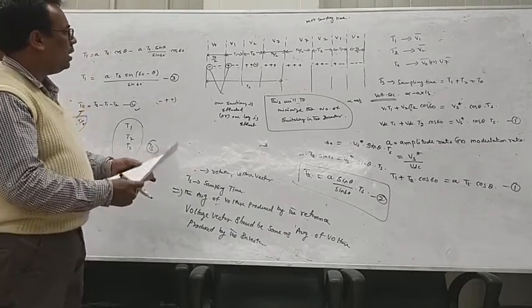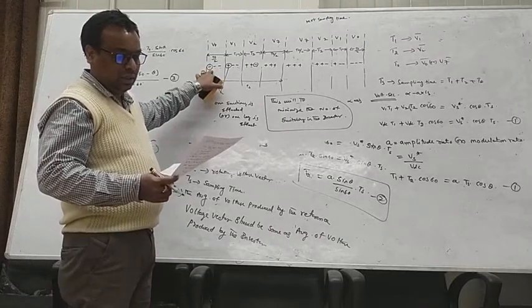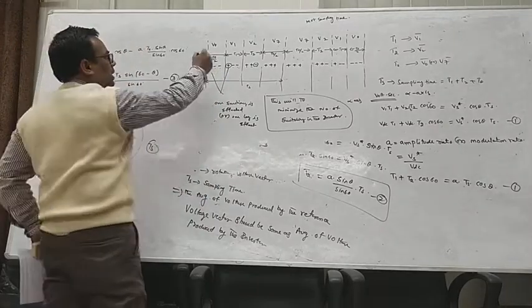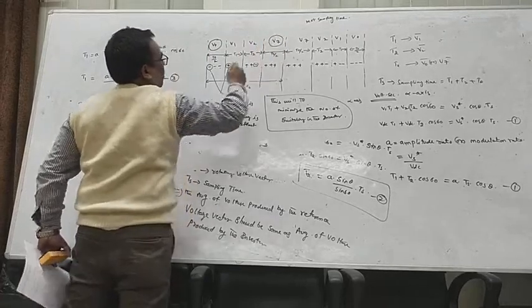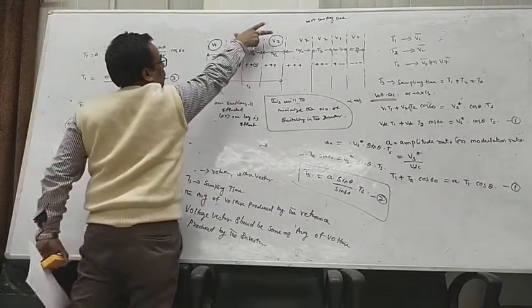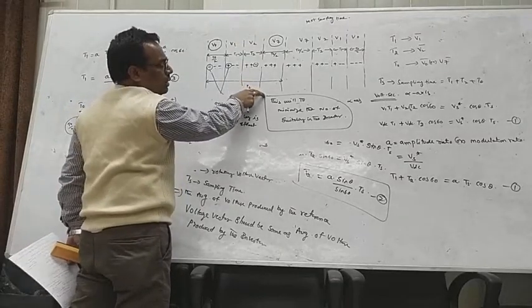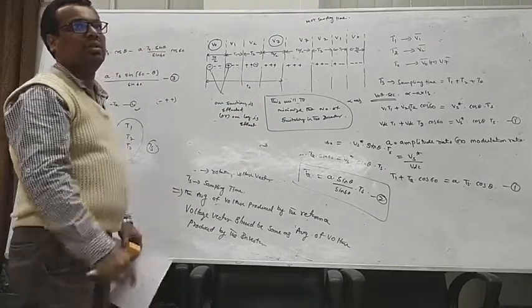So we are simply doing this T0 by 2 for the zero vector. The zero vector is split into T0 by 2 and T0 by 2. These two are the active vectors and these two are the zero vectors. By this sampling time, we are using the minimum number of switching states. It means that you are reducing the switching losses.